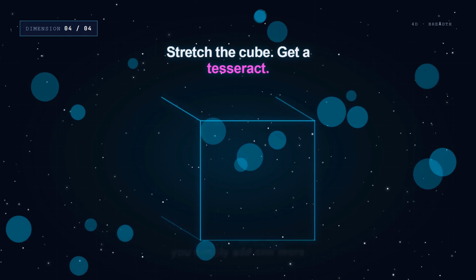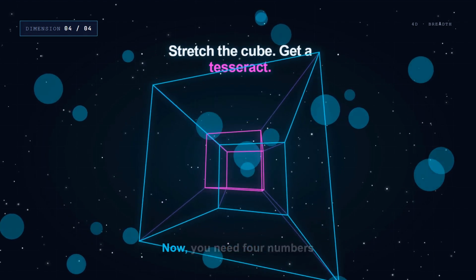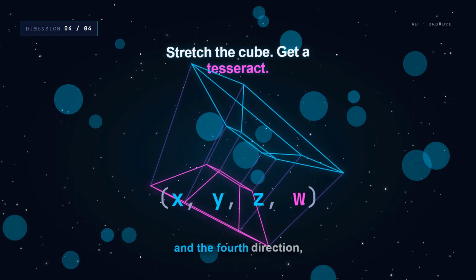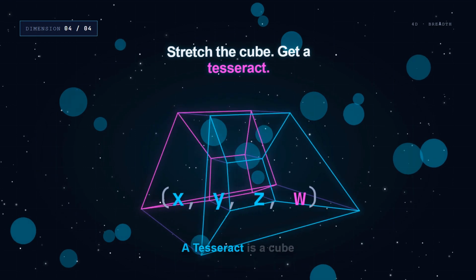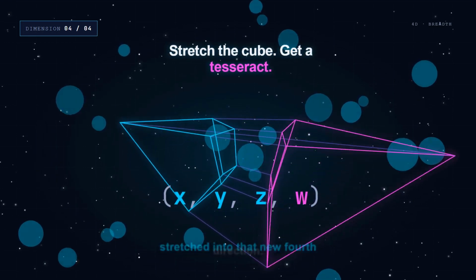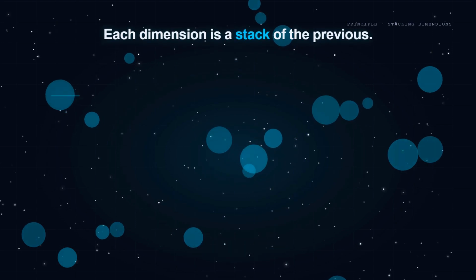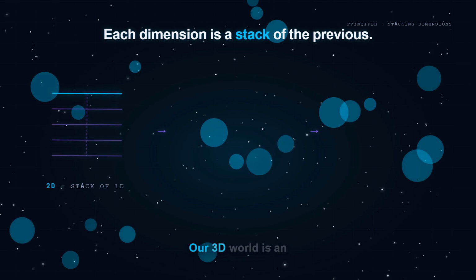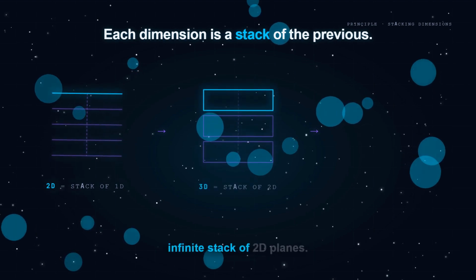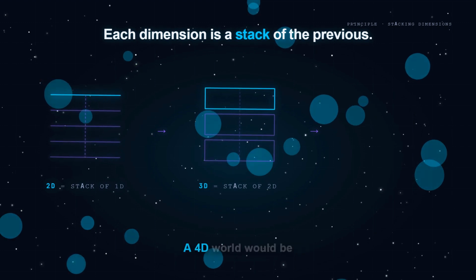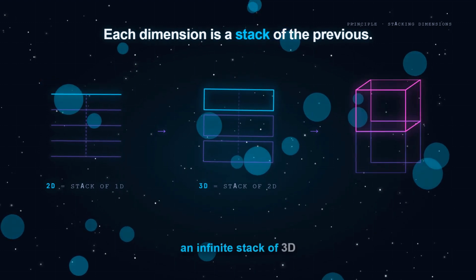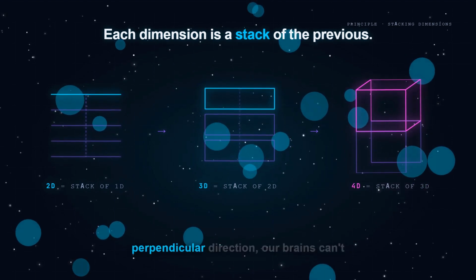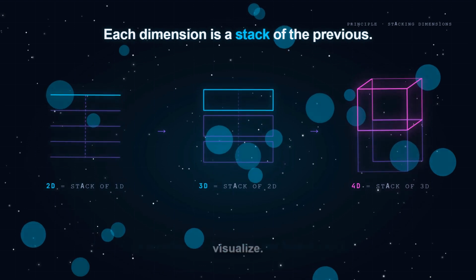To make 4D space, you simply add one more direction. Now you need four numbers to describe any point: width, length, depth, and the fourth direction we can call breadth. A tesseract is a cube stretched into that new fourth direction. Think of it like this: a 2D world is an infinite stack of 1D lines. Our 3D world is an infinite stack of 2D planes. A 4D world would be an infinite stack of 3D spaces, not stacked like blocks, but in a completely new perpendicular direction our brains can't visualize.